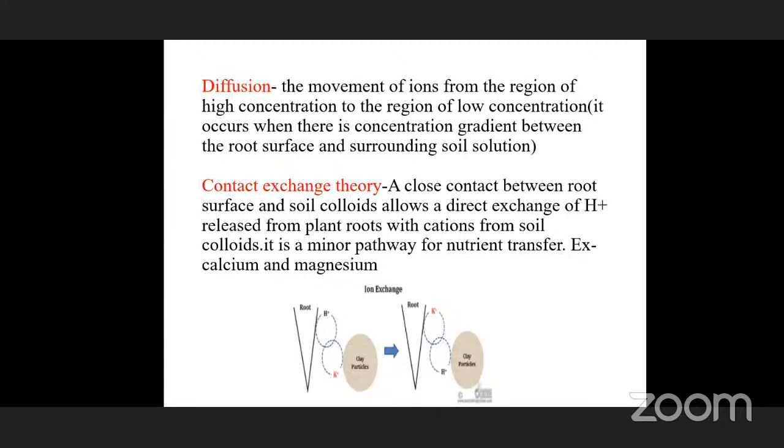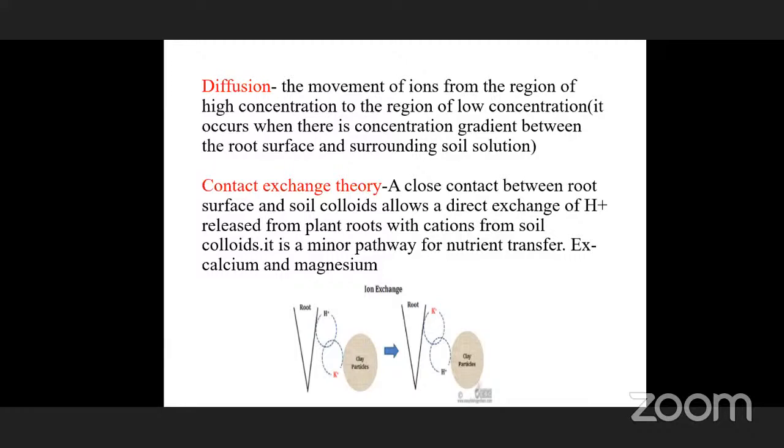Next is diffusion. The movement of ions from the region of high concentration to the region of low concentration is known as diffusion. Suppose you have 10 molecules of nitrogen in the soil and only 5 molecules of nitrogen in the roots. The concentration is higher in the soil and lower in the roots, so molecules have to move from higher concentration to lower concentration. The 10 molecules of nitrogen have to go toward the roots, meaning it has to reach from soil to the root system.